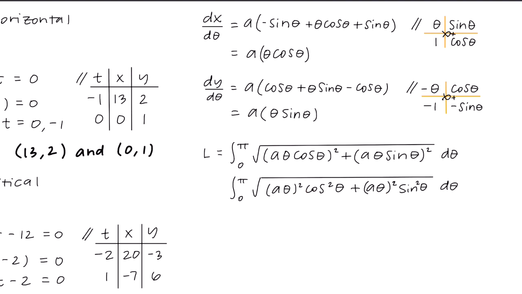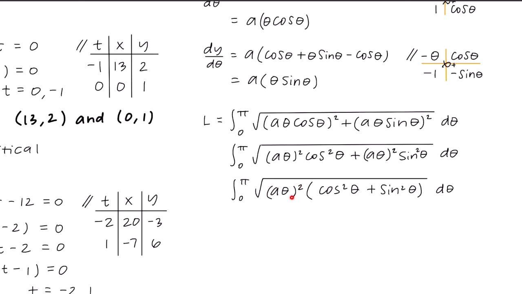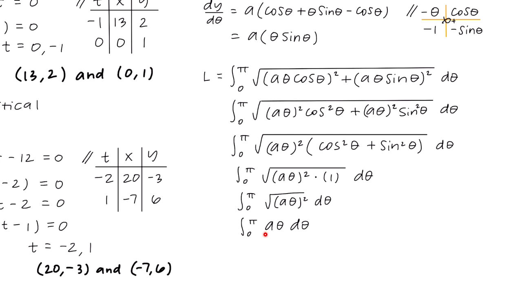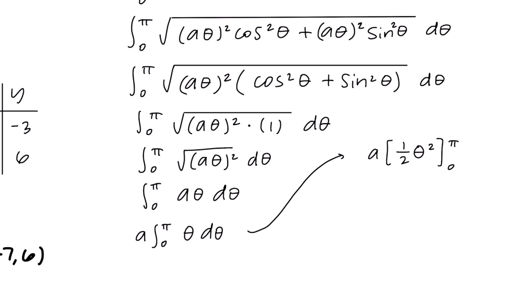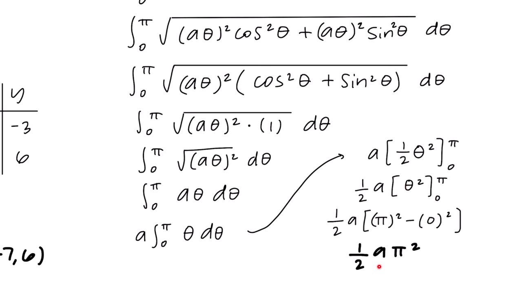Both of these terms have a theta squared, so we're going to factor that out. So when you factor a theta squared to the front, you're left with cosine squared theta plus sine squared theta. And this is your Pythagorean trig identity, and this equals 1. So that worked out great because this equals 1. Now we just have a theta squared times 1, or just a theta squared. And then the square root and the square are going to cancel. So we just have the integral of a times theta. And remember, a is a constant, so I'm going to pull it to the front. The integral of theta is 1/2 theta squared. I brought the 1/2 to the front, so now we're going to plug in pi minus plugging in 0. So we end up getting 1/2 a pi squared.